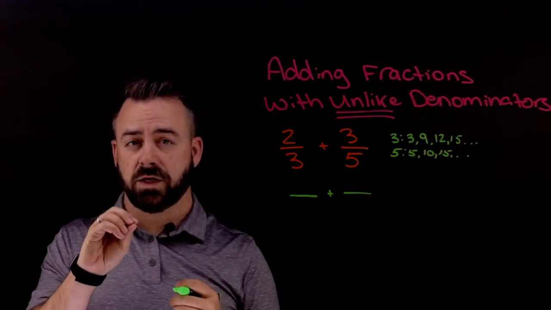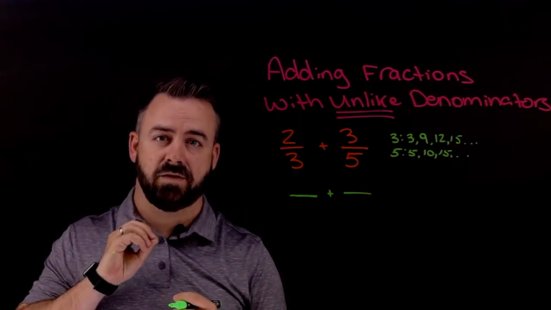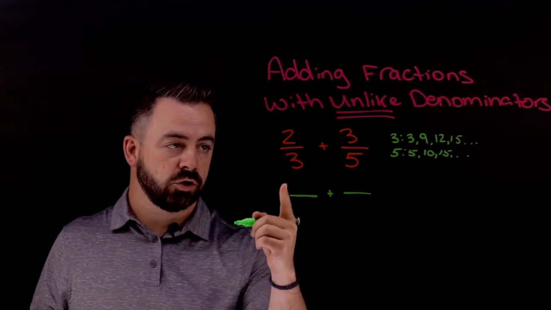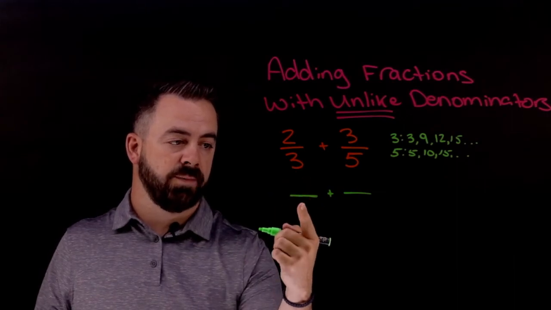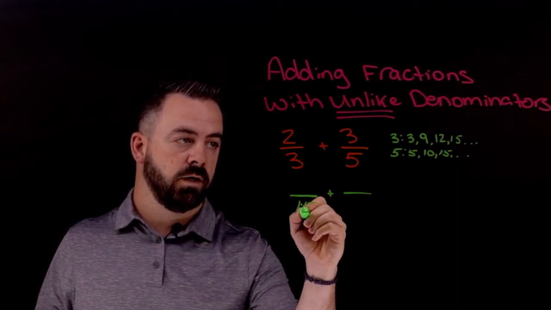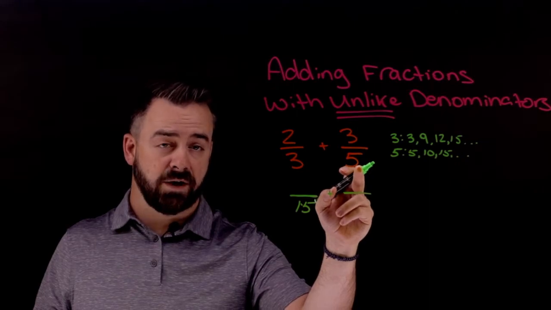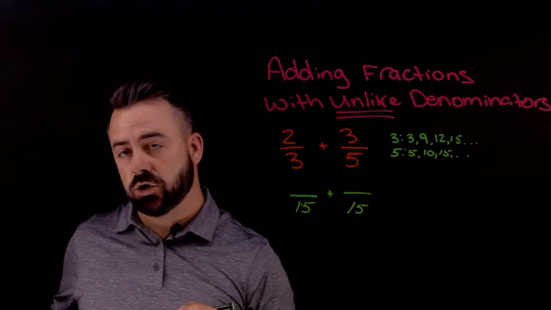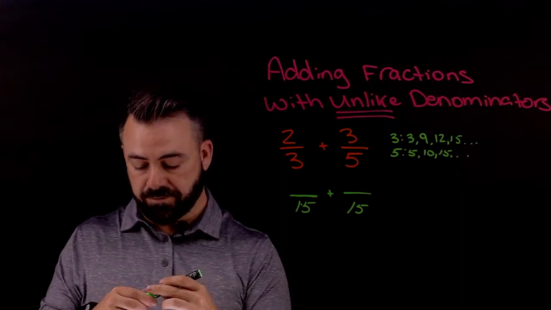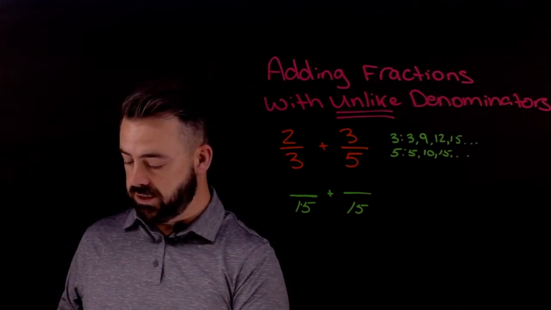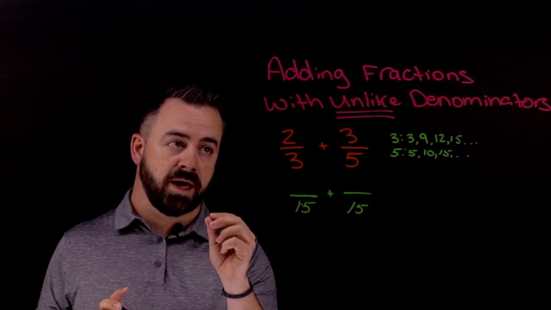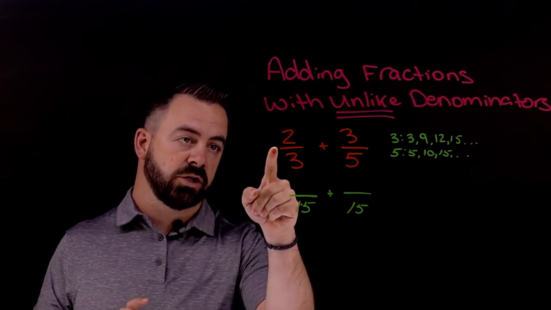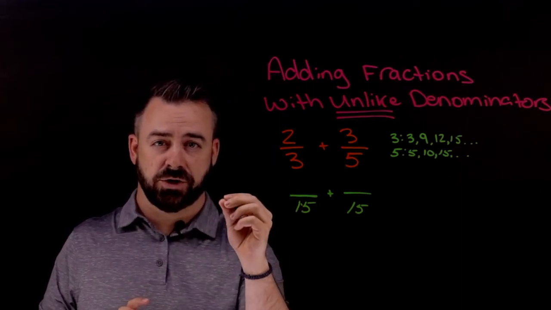And that is typically your trick. You want to get to that least common multiple. So I'm going to take 3 and I'm going to change it into a 15. I'm going to take 5 and change it into a 15. Now you can't ignore the numerator. In fact, there's some math that we need to do to the numerator to make sure this fraction doesn't change.